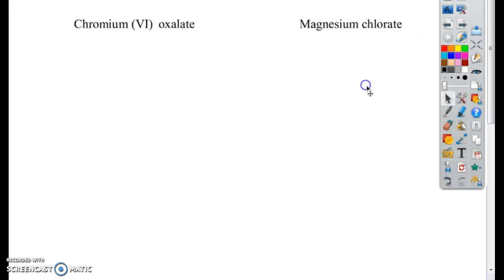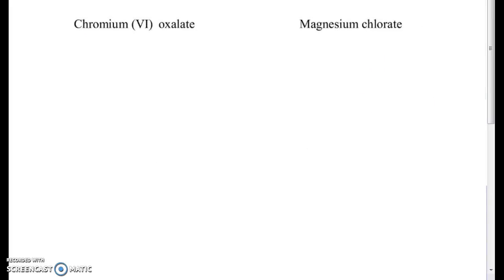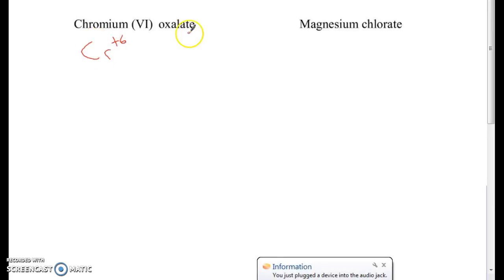Alright, chromium 6 oxalate. Chromium is one that has several oxidation numbers, and 6 is one of them. It could be a +6, a +3, or a +2. So you can't just say chromium oxalate. It's not giving enough information. You have to say chromium 6. So we have Cr, that's a +6. Oxalate, again, it's ending in ATE. So you have to go to your polyatomic ion sheet. It is C2O4 with a -2.